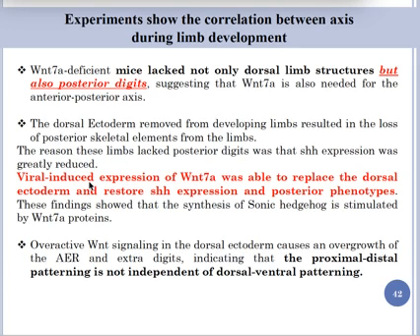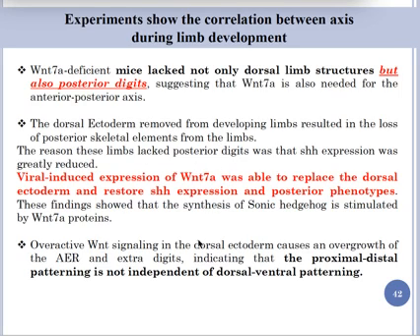So when they tried to bring back Wnt7a by inducing its expression by viral induction, this was able to replace the dorsal ectoderm. So the dorsal ectoderm was restored, is again present, and this also restored the Sonic hedgehog expression. They found that Sonic hedgehog started to be expressed again, and this rescued the posterior phenotypes. And of course, this experiment showed that the expression of Sonic hedgehog is stimulated by Wnt7a.